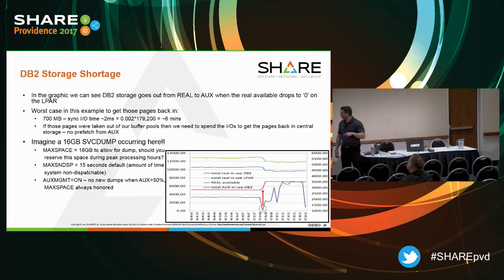So in this example, purple is real storage on the LPAR. It went to 0. Auxiliary storage that DB2 is using, out in page data sets, went up by about 700 meg, and we can see the in-use by DB2 went down. So DB2 is a victim. He got paged out. A little example: if it takes me 2 milliseconds per I/O for this, I'm now wasting 6 minutes bringing my DB2 back in. If you took an SVC dump here, it would be horrible.